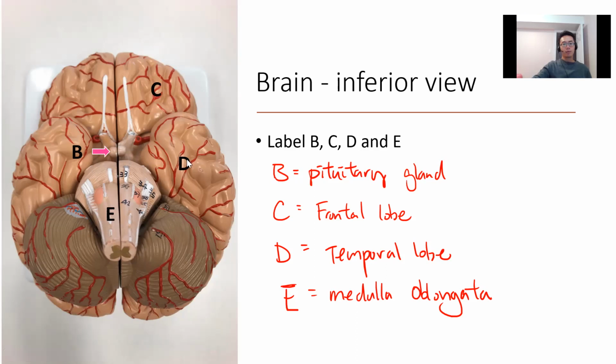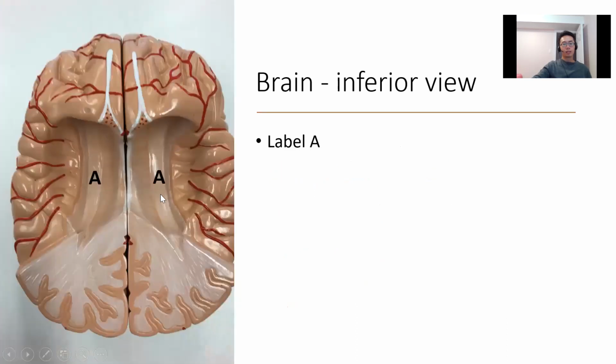So we're gonna take away all these things, this model, and we're gonna look at it without everything else. So what are we looking at for A? These spaces. What did you guys put for your lab? Lateral ventricle. Those are the lateral ventricle, yes.